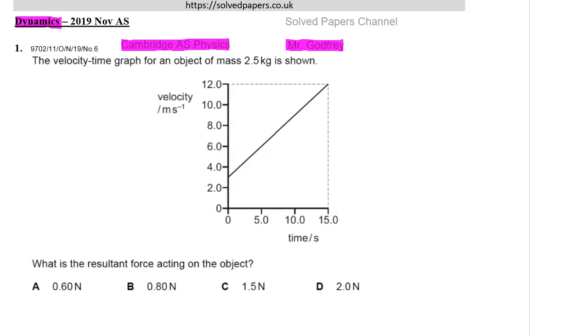Question number 1. And in every question you'll be finding this writing here. It tells you the paper the question was set and what number the question was. Of course, this is October 2019. So this was paper 1-1, and question was number 6. So let's get started. The velocity time graph for an object of mass 2.5 kilogram is shown.